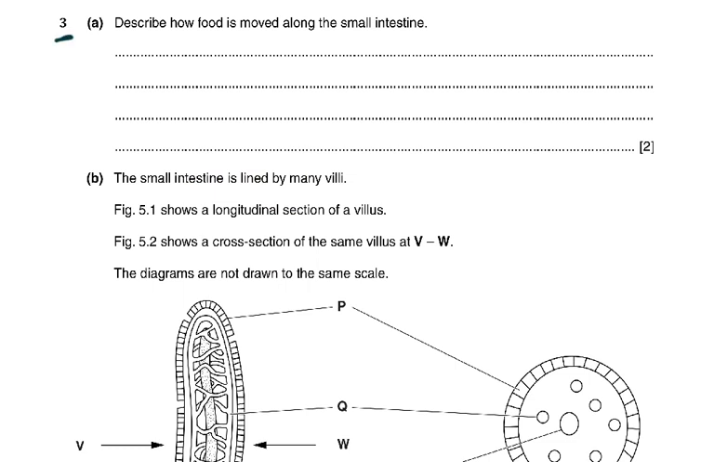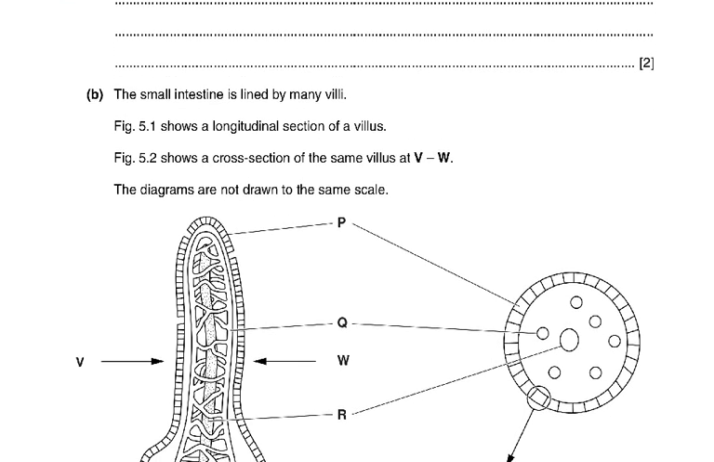Question 3A. Describe how food is moved along the small intestine by peristalsis. Circular muscles contract behind the bolus. Muscle contraction occurs behind, so that it pushes the food forward. The circular and the longitudinal muscles work antagonistically. Then the small intestine is lined by many villi.